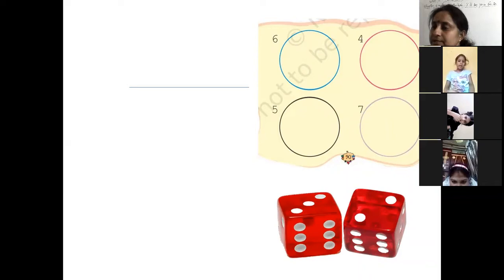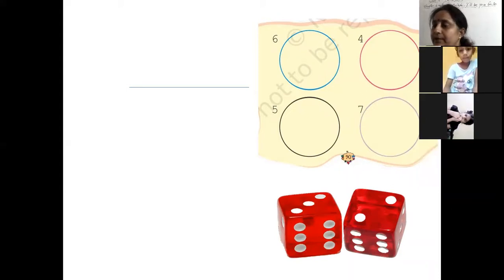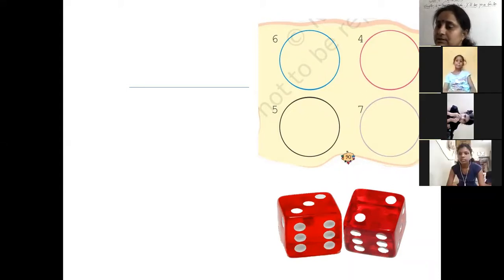What are the numbers you can see on the top of the die? 5, ma'am. 3 and 2. See properly. Now I am not asking the addition. I am just asking what numbers you can see there. You can see 3 and 2 there.